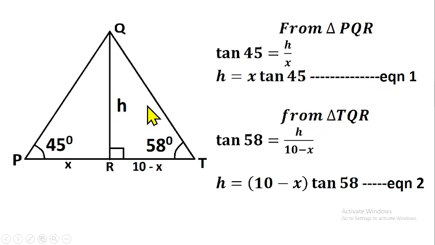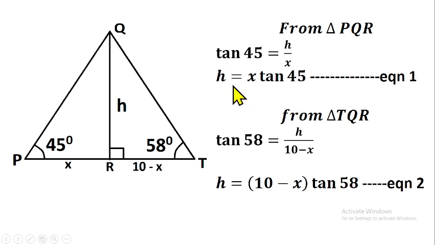Also from the second right angle triangle, which is triangle TQR, there's a relation between this angle given to us, 58 degrees, this side and this side as well, which is also tan, opposite over adjacent. So tan 58 will give us h, which is this side, over 10 minus x, which is this side, RT. From there, we can also make h the subject of the formula by cross multiplying. So h will be equal to 10 minus x multiplied by tan 58. You can call that equation 2.